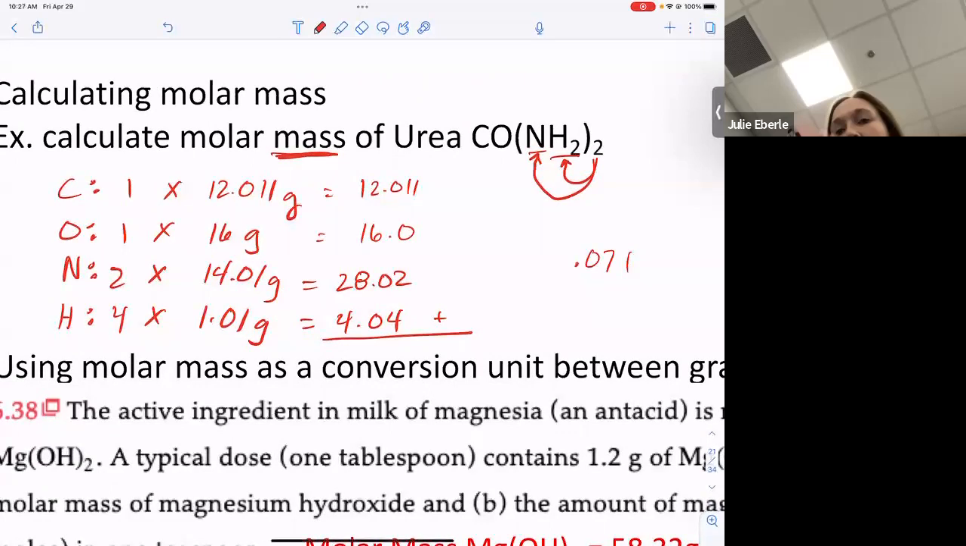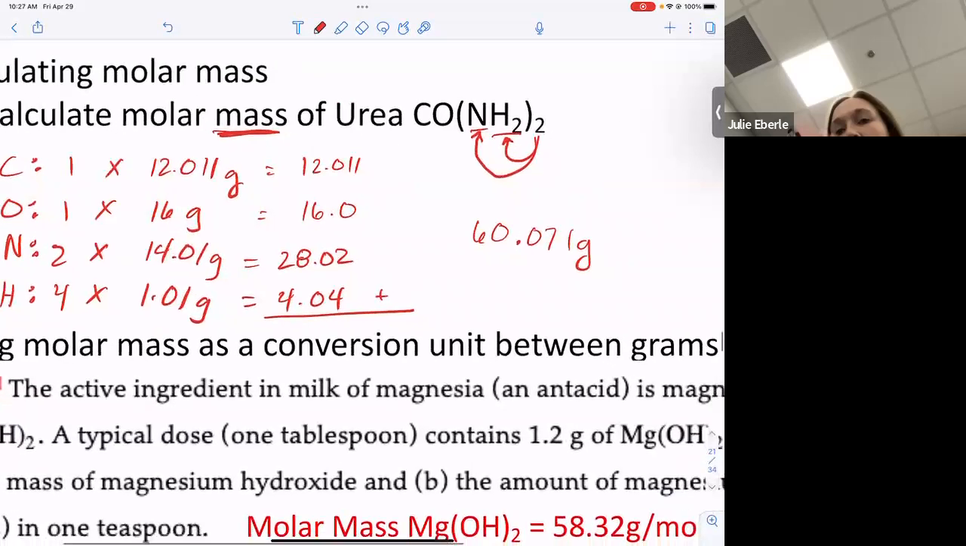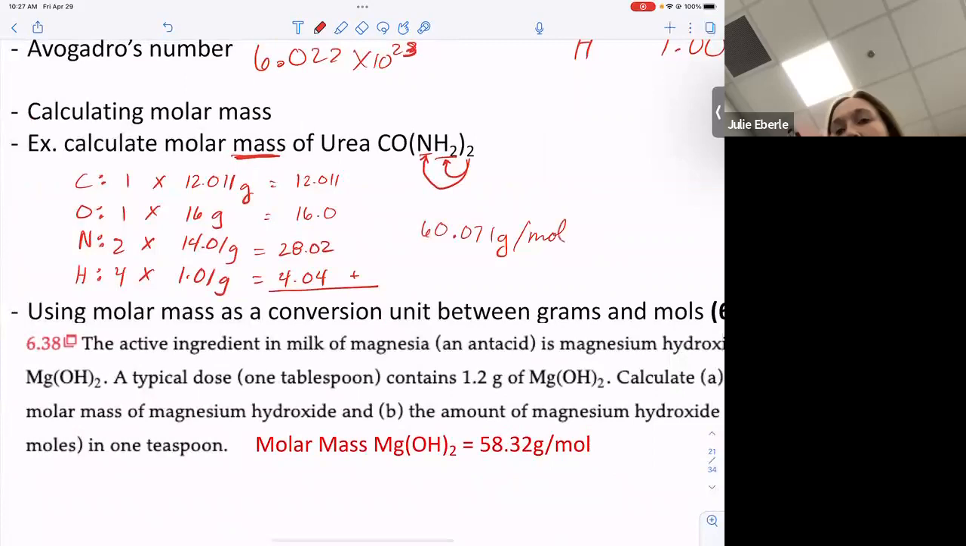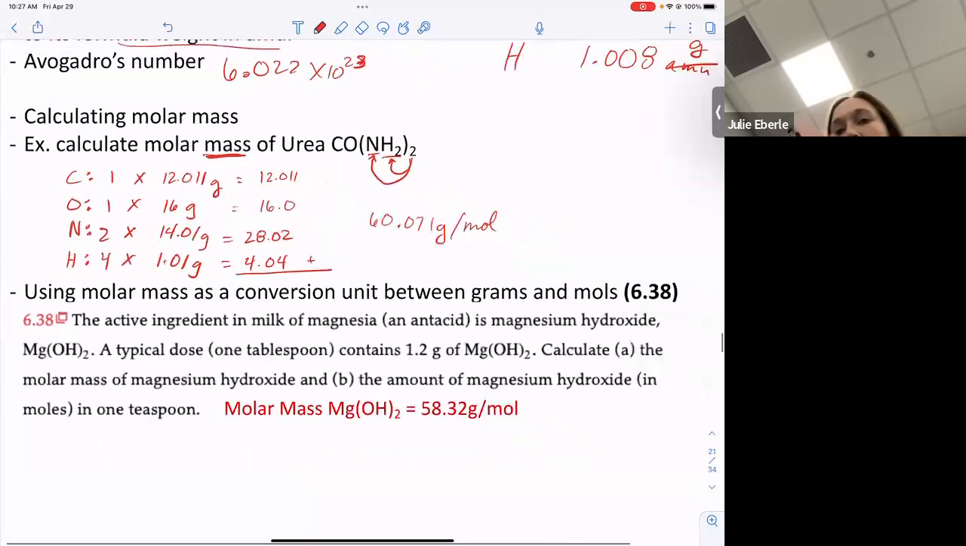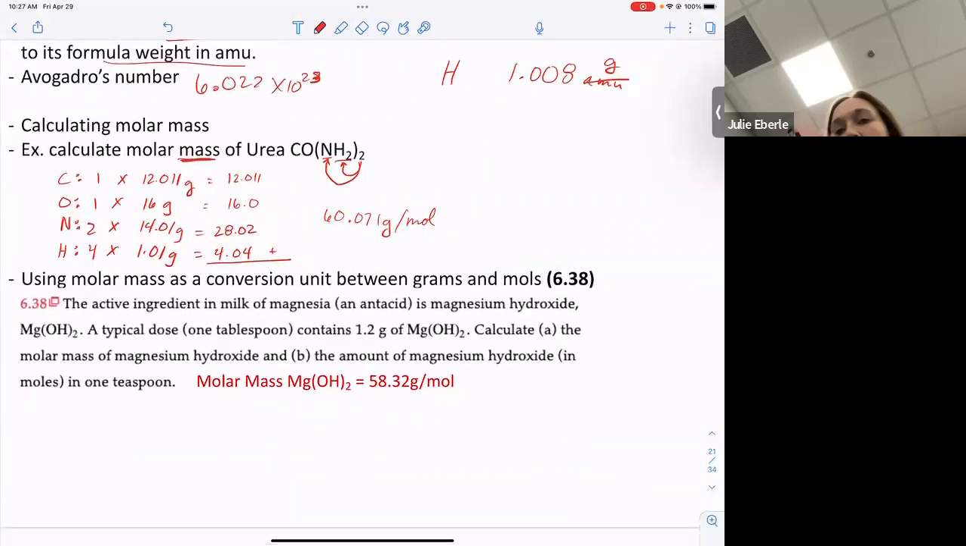Gotten substantially better since taking this class. Good. It has to. Chemistry definitely involves math. 28 and 28, 56. Is it 60.071? So that's how many grams are in a mole. So you can do that for any substance.